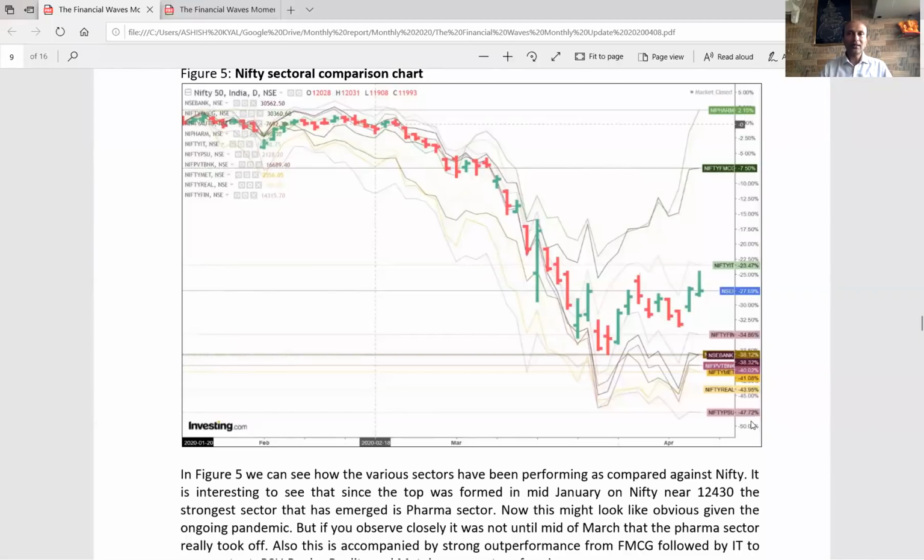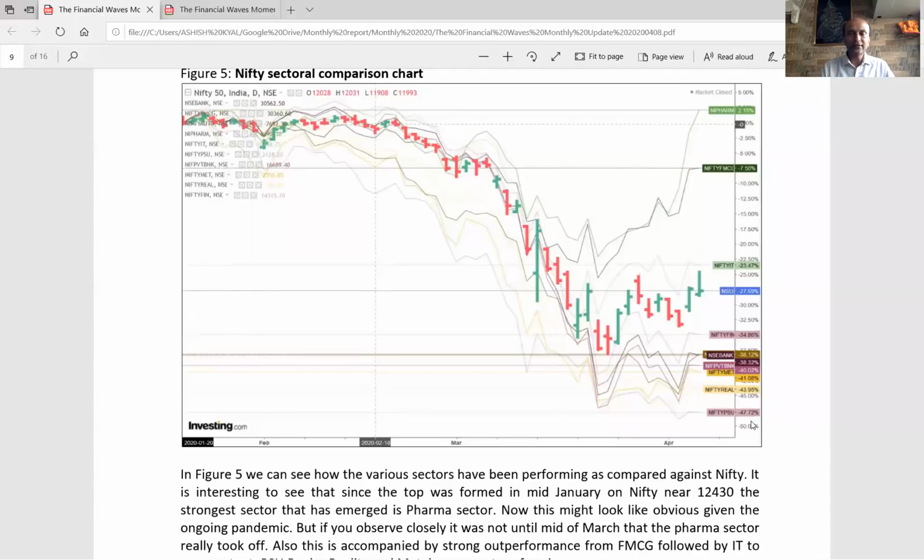A normal human tendency is what? I will buy the PSU bank. Don't do that. You need to go in the direction of the trend, straight in the direction of the trend. You can't deviate from the trend. The trend is down for PSU, metals, real estate. Don't go long on that. Go long on pharma, FMCG, and the outperformer sector. From here, now you know the momentum is in the stocks of pharma, FMCG, IT to some extent.